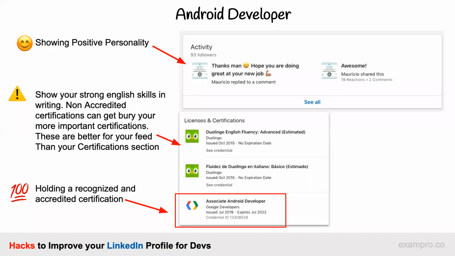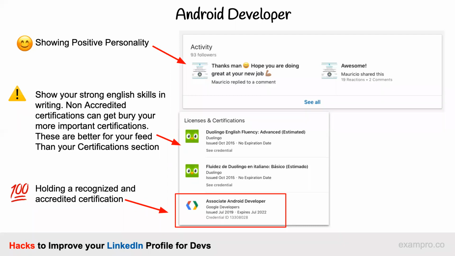So that's great. He has certifications. He holds a GCP cert. That's really, really good to have. However, he has a lot of certs that aren't accredited. I mean, they're accredited by Duolingo, but they're not recognized by the industry as mattering. And so you might have a really good certification, but it's getting buried by these ones.